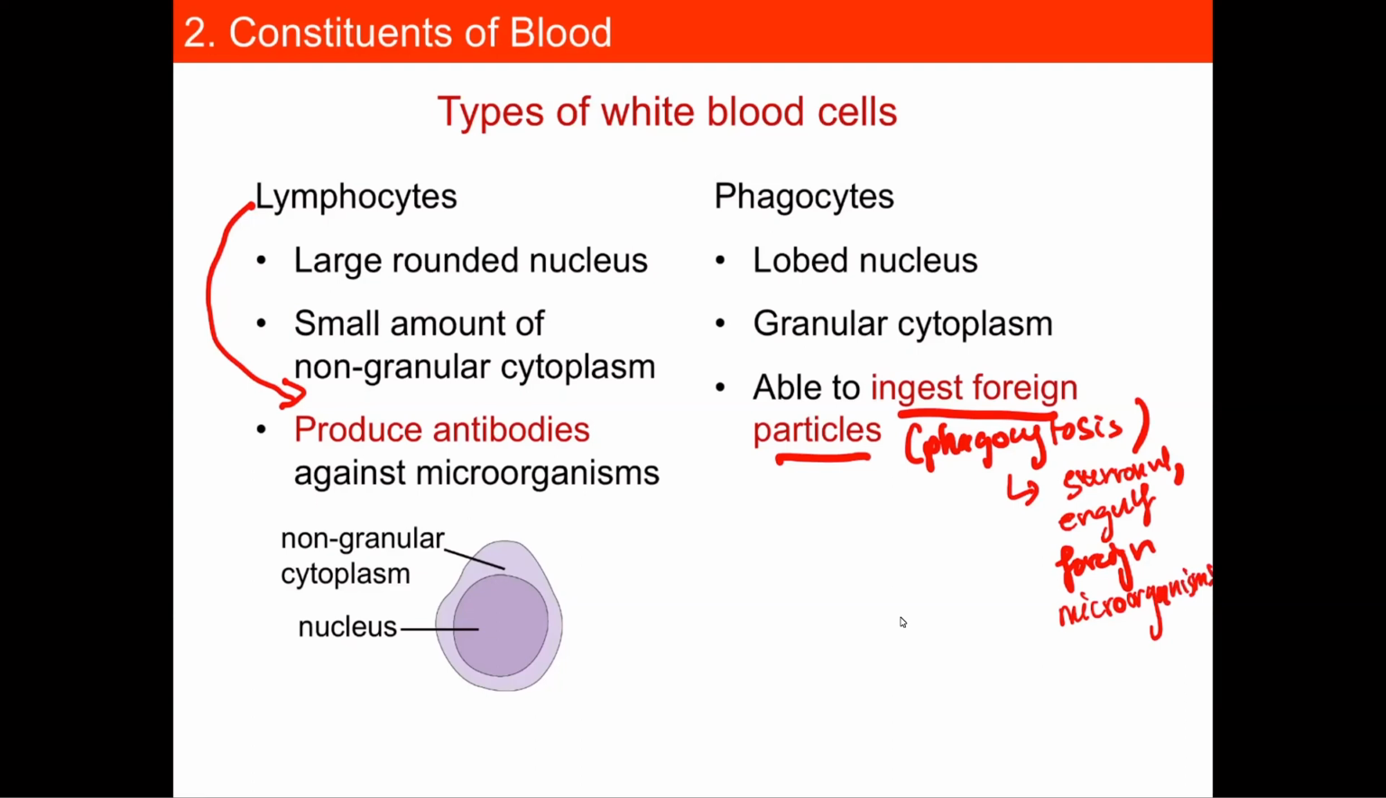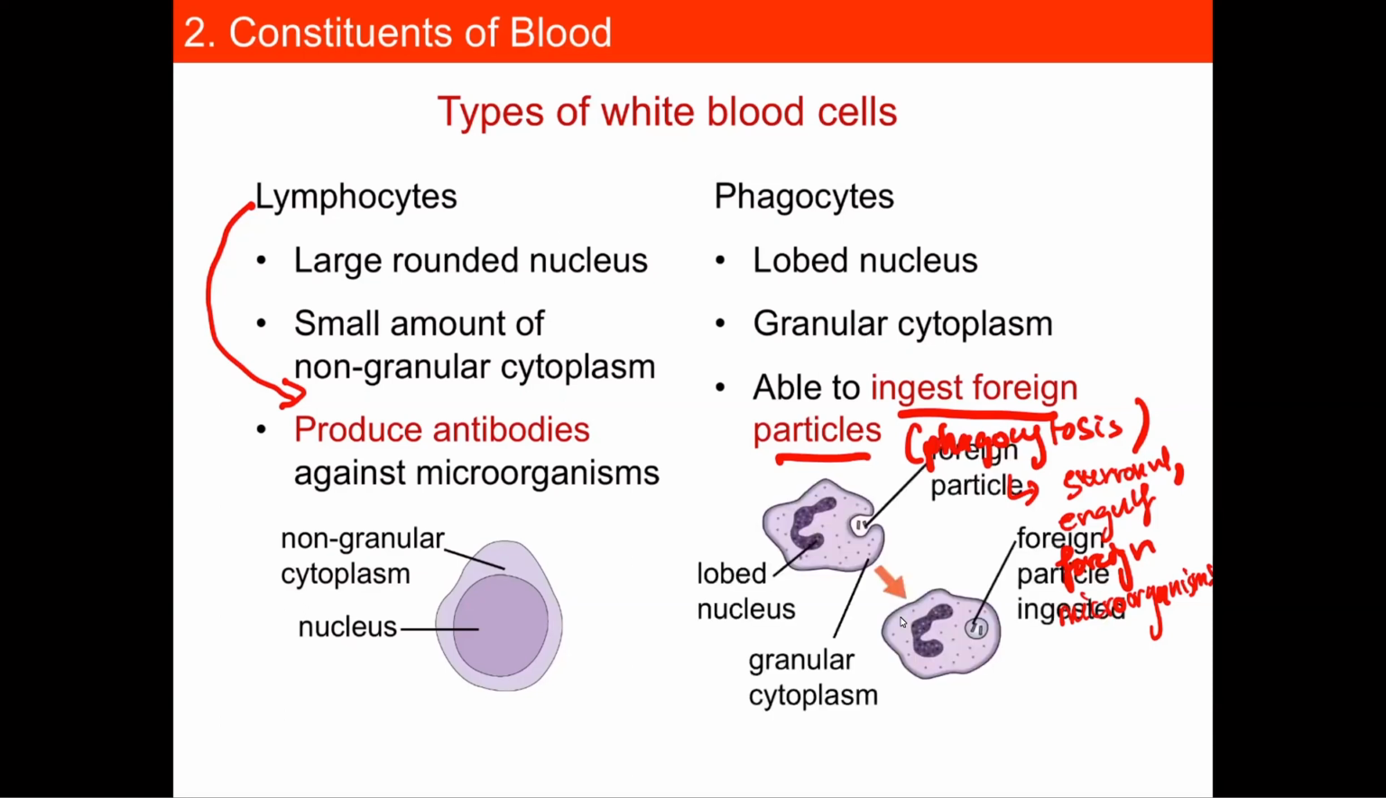So how do they combat microorganisms? For lymphocytes, they just produce antibodies. They don't go through phagocytosis. But your phagocytes will actually have a more direct effect. They are going to go through this process of phagocytosis to surround, engulf, and kill these foreign microorganisms. So this is how they will look like.